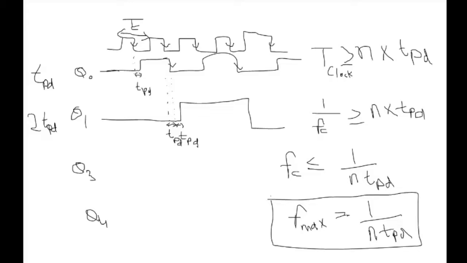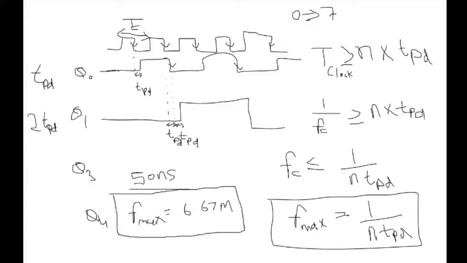For example, let my flip-flop have a propagation delay time of 50 nanoseconds. All the stages are identical, and I am designing a 3-bit counter. So a 3-bit counter will be counting from 0 to 7 because a total of 8 states will be there. So F maximum will be 1 upon 3 into 50 nano, where nano is 10 power minus 9. So this will be coming at around 6.67 megahertz. So this is the maximum clock frequency that you can apply at the clock of your 3-bit ripple counter.